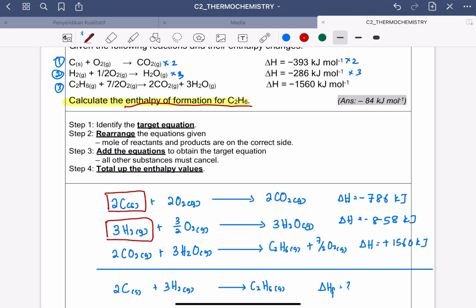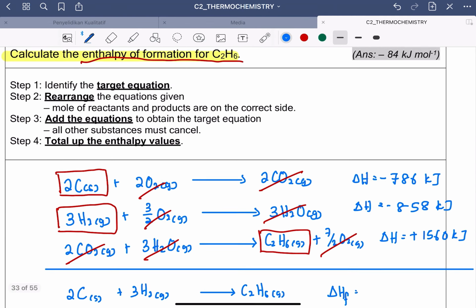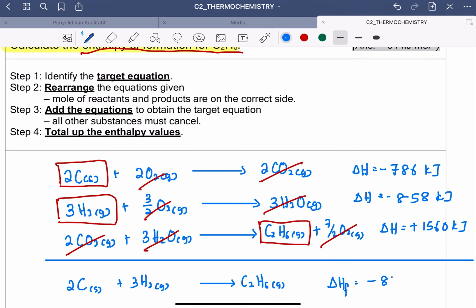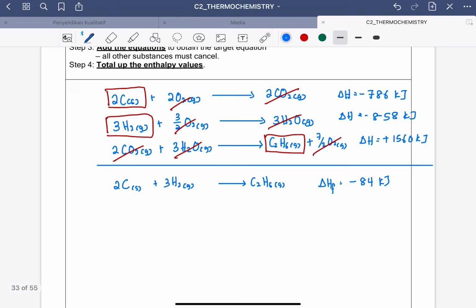All right, so time to kill. Pop, pop, pop, pop, pop, pop, pop, and you get it. Okay, so sum everything and you are going to get negative 84 kilojoule.